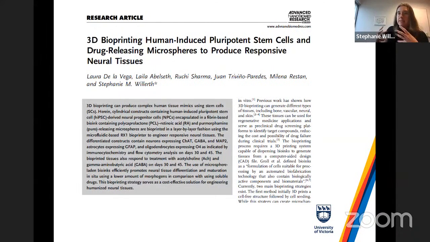And by having them in the ink, one, it cuts down on your need to change your media. You get nice, slow, controlled release of the factors. And also the cells actually seem to really like having the microspheres present. So I think there's some mechanobiology going on there as well.